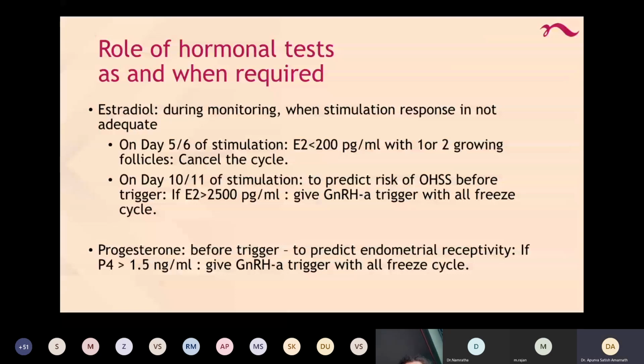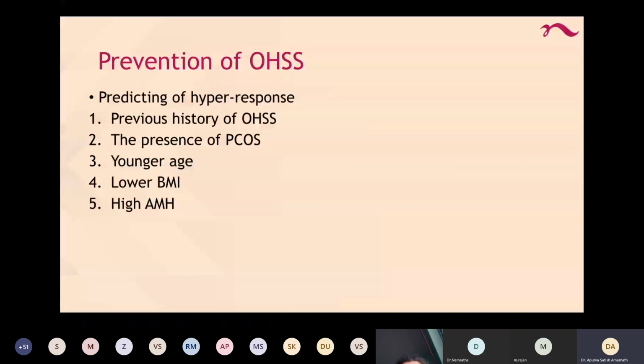So the next reason that we do monitoring of an IVF cycle is basically for prevention of hyperstimulation syndrome. Some of the predictors of hyperresponse are: the previous history of OHSS, the presence of polycystic ovaries, younger age of the woman, low BMI, and high AMH. Another predictor of high response is ultrasound.